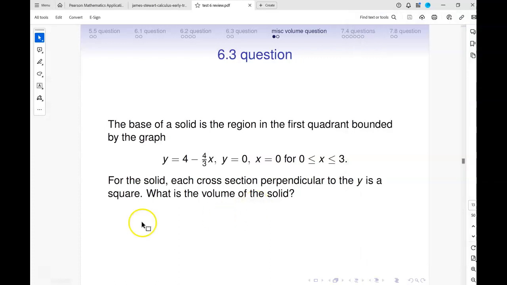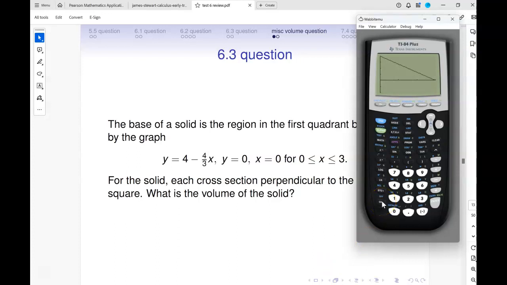Because it says in the problem, each cross section is perpendicular to the y. Oh, okay. I got you. So it tells you in the problem how to do it, which is awesome, right? I love it. It tells me the shape. I don't have to think about that. Squares, and it tells me how to slice it, perpendicular to the y.